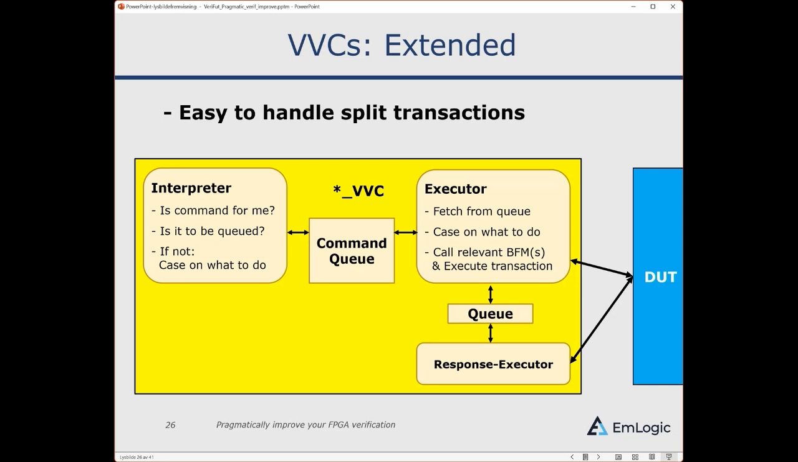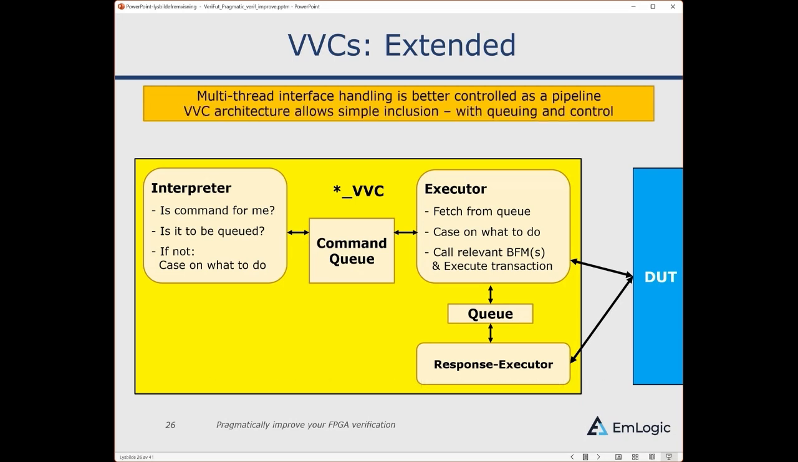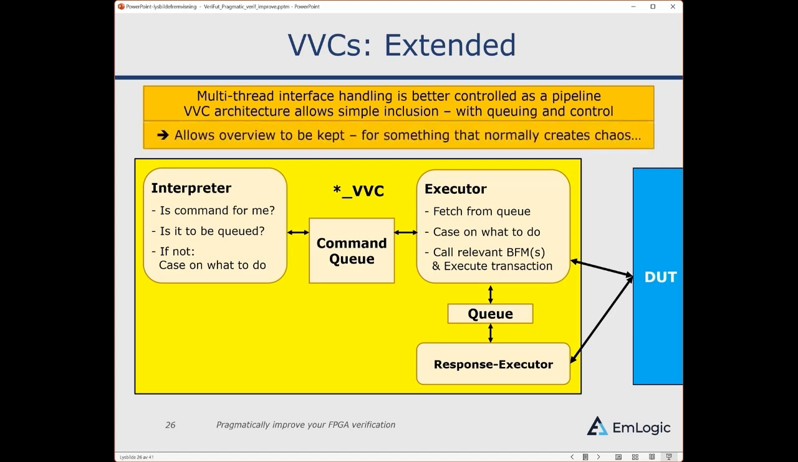This allows a very, very structured approach to handling this type of normally rather complex test bench issues. And it's also easy to handle out of order execution. The only difference then would be that the response executor receives a tag from the device under test and fetches the relevant command from the queue. And of course, multi-thread interface handling is far better controlled as a pipeline in this case. And this architecture allows simple inclusion with queuing and control. And it allows the overview to be kept, and that's the most important thing for something that normally would create chaos.